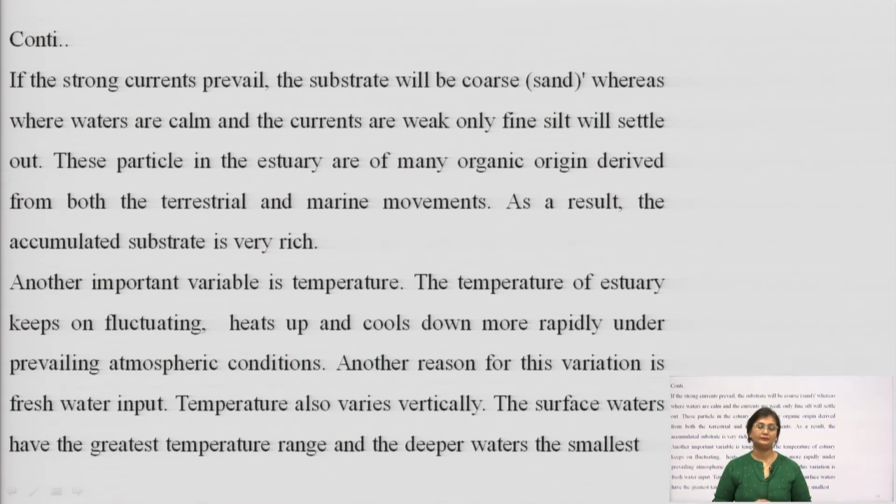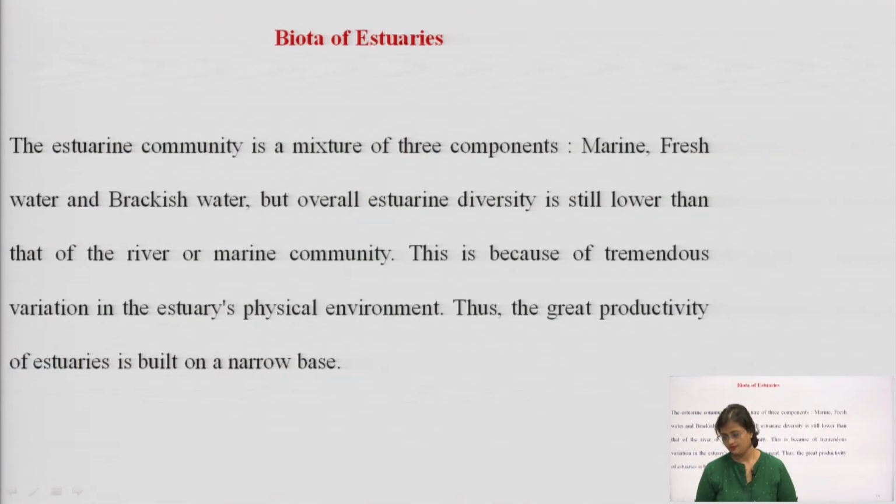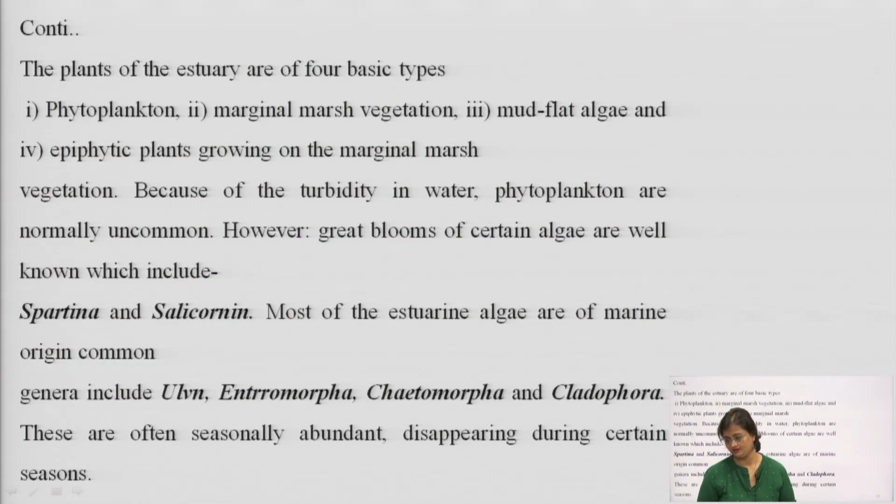Another important variable here is temperature. The temperature of an estuary keeps on fluctuating, heating up and cooling down more rapidly under prevailing atmospheric conditions. The surface water has the greatest temperature range, and the deepest water has a small temperature range. The estuarine community is a mixture of three components: marine, freshwater and brackish water, but overall diversity is still lower than that of the river community.